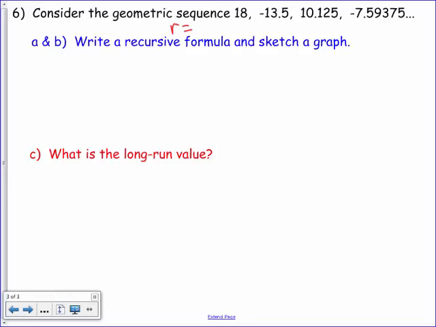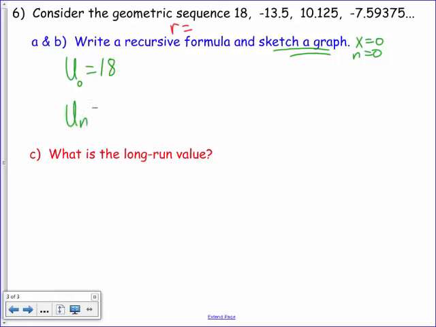So I have u sub, well, do we want to use 1 or 0? Really, it doesn't matter all that much. If we're going to sketch a graph, we always want our x to start at 0 if we can. So I want my n to start at 0 as well. So I'm going to say u sub 0, my initial term, is 18.